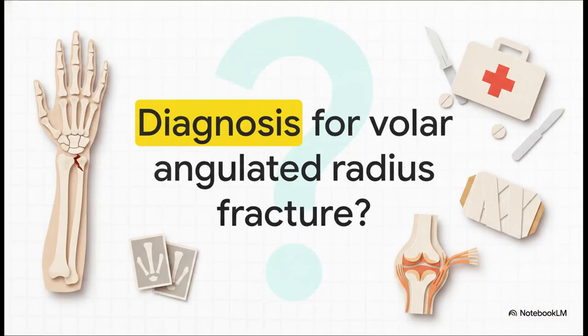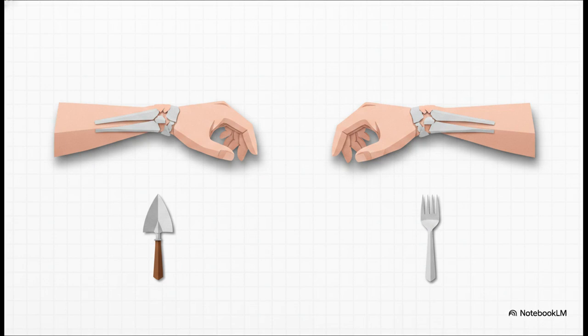A 48-year-old female patient fell on an outstretched hand, and importantly, her palm was held in flexion during the fall. X-rays show a fracture of the distal radius with volar angulation. What's your diagnosis? Options: A. Colles fracture, B. Smith's fracture, C. nightstick fracture, D. greenstick fracture, or E. Monteggia fracture. The correct answer is B.